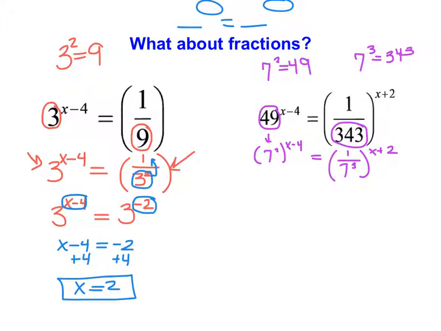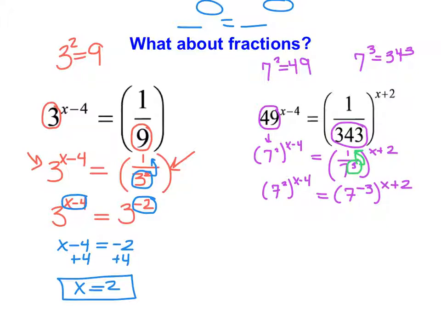So I now have a common base, but one of them is in the numerator of a fraction and one of them is in the denominator. So what I'm going to do is I'm going to rewrite this one with the fraction and move the 7 cubed up into the numerator. So here I have 7 squared to the power of x minus 4 on the left. And here I now have 7 to the power of negative 3 raised to the power of x plus 2.